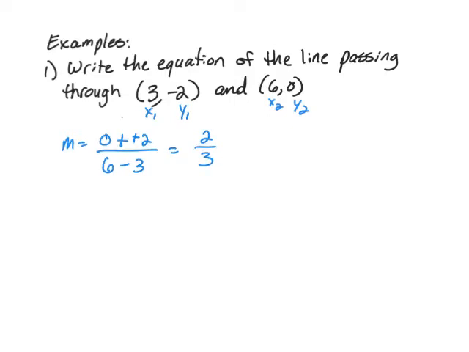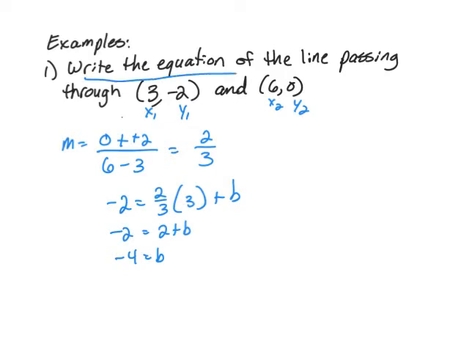Now I pick one of these points. I'm just going to pick the first one here, (3, -2), and I substitute that into y = mx + b. So -2 = 2/3 times 3 + b. So -2 = 2 + b, and b ends up being -4. So all I'm doing is writing the line equation, which looks like this. y = 2/3 x - 4.